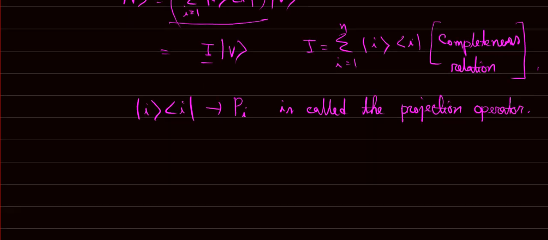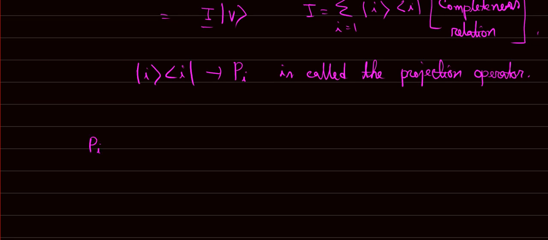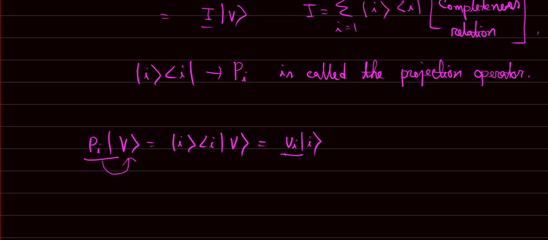Why is it called the projection operator? Let's see what the action of P_i is. So if we write this, it gives us v_i. So since P_i projects out the component of any ket V, right? If we take the V, the projection operator tells us what the components of ket vector V are along the direction i cap. This is called a projection operator.